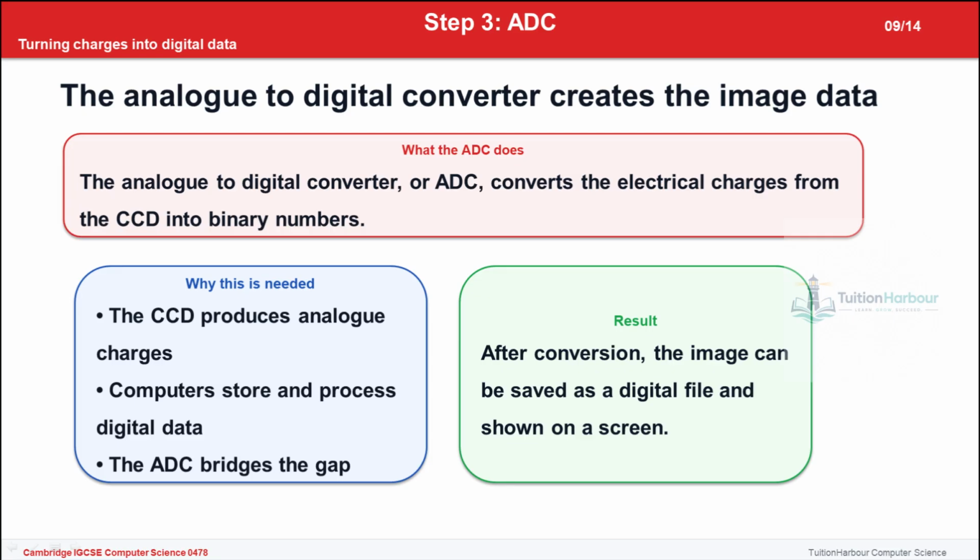Analog to digital converter. The CCD produces analog electrical charges. Computers cannot store these charges directly. The analog to digital converter changes them into binary numbers that can be processed, displayed, and saved.